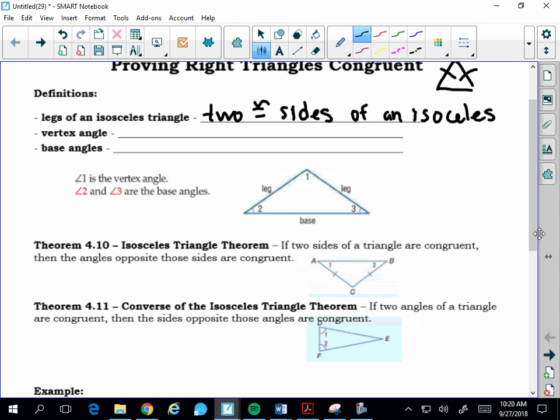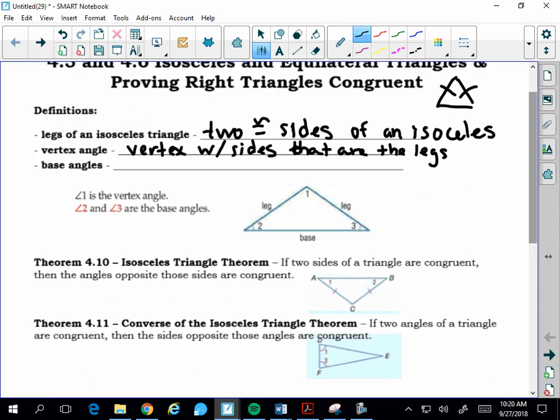Next definition we have, the vertex angle is the vertex with the sides that are the legs. So in this picture up here, that right there is my vertex angle.